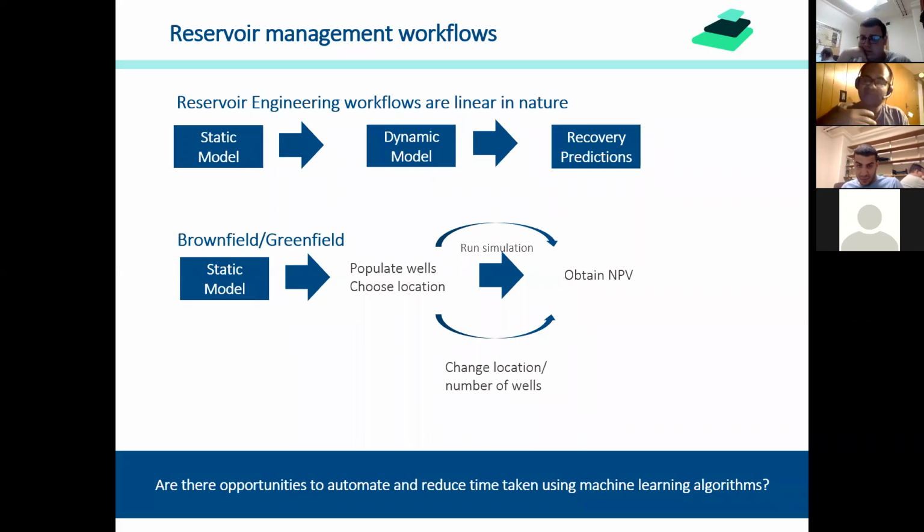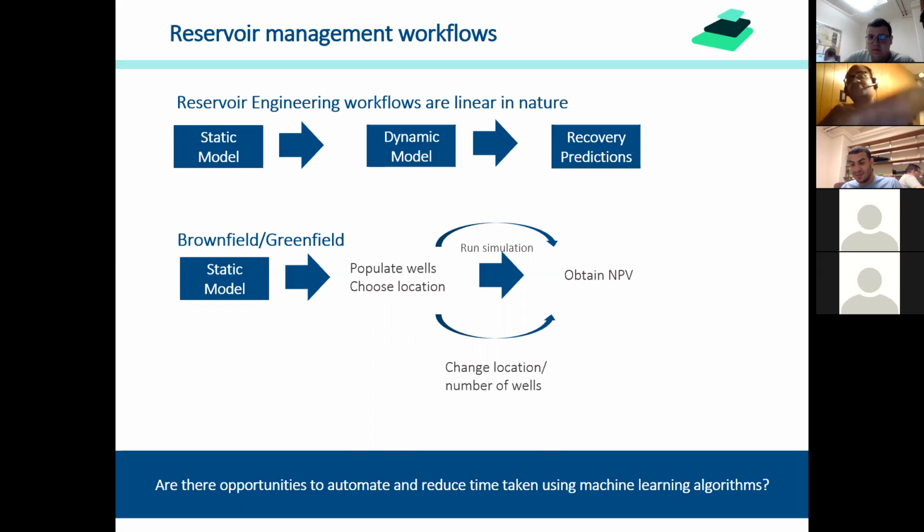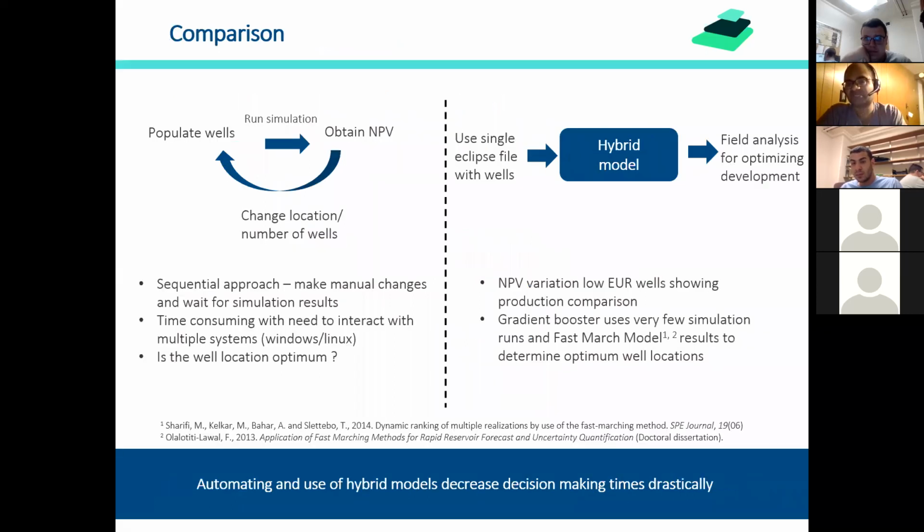It goes back to my experience of working in Shell, always constrained by time. You have a couple of weeks to figure out where the well location is, and you probably know that whatever you're picking is not going to be the optimum, because you have not scanned the entire solution space. I was thinking this was just my problem, but as I spoke to all the other reservoir engineers, it turns out it's a common industry problem. So this is where the idea began: are there opportunities to automate and reduce the time taken to scan the entire solution space using machine learning algorithms?